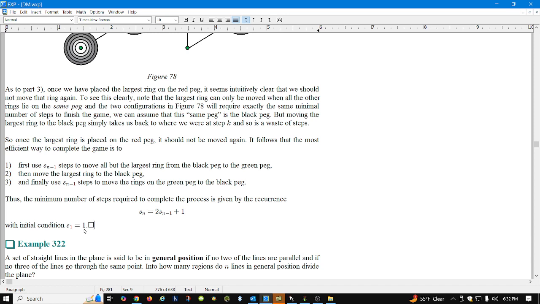Now you can compute any Sn you want. S2 is going to be 2 times 1 plus 1, or 3, and so on. Also, this description kind of tells you how to complete the game, not just what the minimum number of moves is that's required, but how you would actually do that. And there's still some thinking to be done here, so I'm going to leave that for you if you're interested.